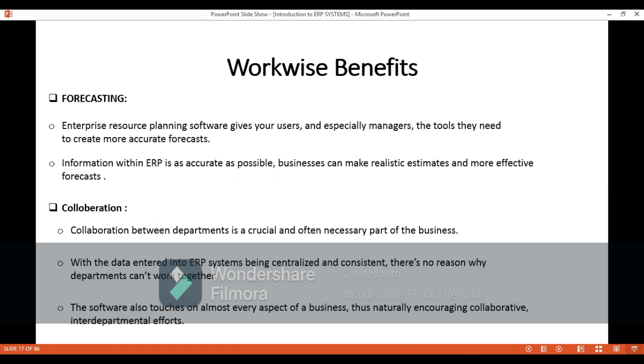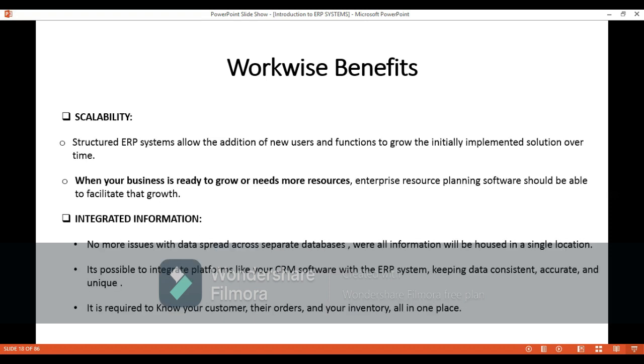Collaboration: since we have an integrated ERP system, you will find that all the units of the business enterprise work as an integrated whole. Scalability: you will be able to scale up, right?